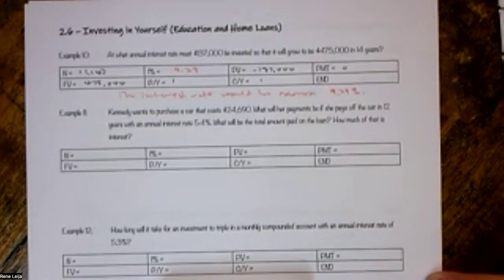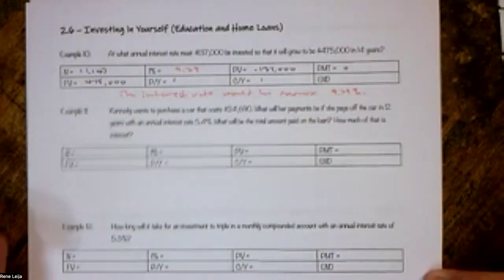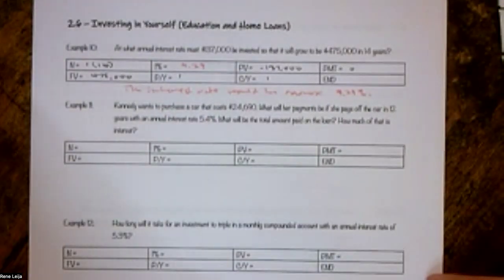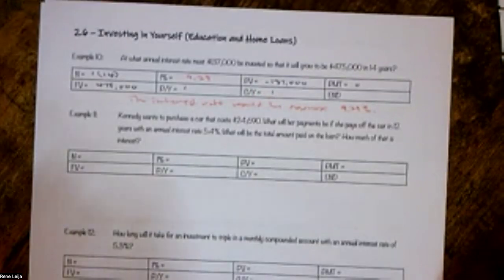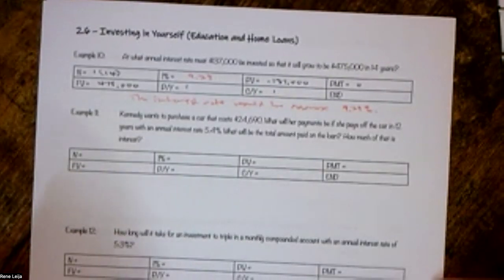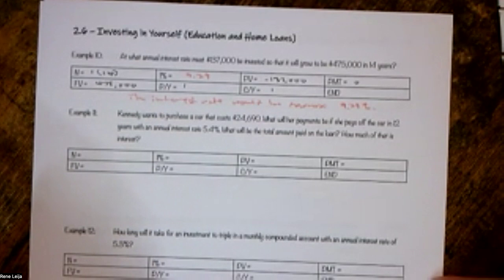Okay. Kennedy wants to purchase a car that costs $24,690. What will her payments be if she pays off the car in 12 years with an annual interest rate of 5.4%? What will be the total amount paid on the loan? How much of that is interest? Okay, so hopefully by now you know what we're going to do.